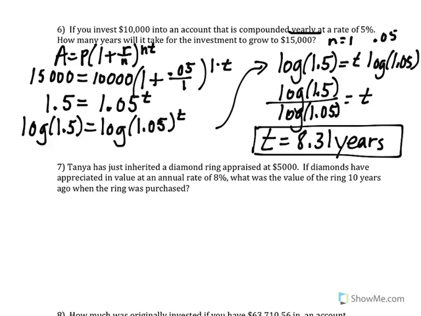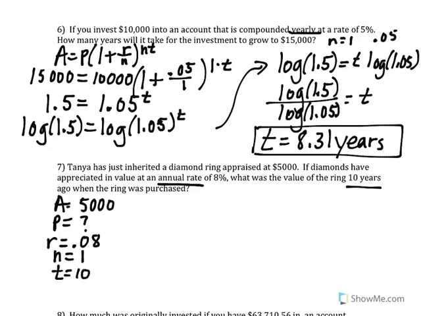Tanya has just inherited a diamond ring appraised at $5,000. If diamonds have appreciated in value at an annual rate of 8%, so annual, what was the value of the ring 10 years ago when it was purchased? So the $5,000 is actually how much it is now. We don't know how much was invested in that. We know our interest rate is annual, 0.08, n equals 1, and our time is 10 years.